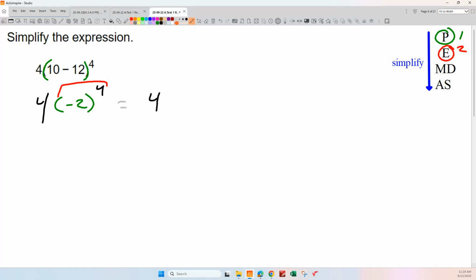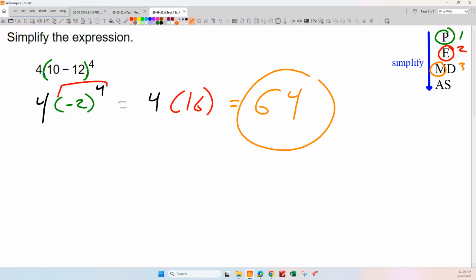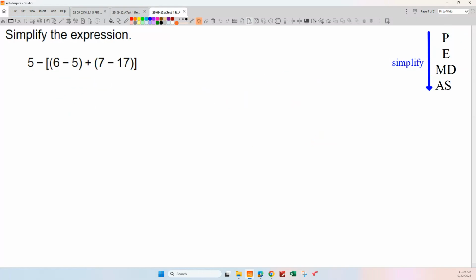Okay, so the next step then, this is equal to 4 times 16. Last step, multiply. 4 times 16 is 64. That's it. Okay, give me thumbs. How we doing? Okay, that's better. Pretty clear. The stuff that you're probably going to have to review the most is go back a little bit.